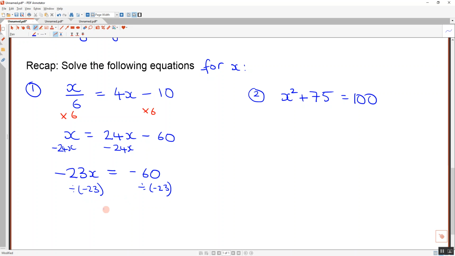So on the left hand side, I'm left with just x. On the right hand side, I'm going to write it out with the negatives as well: negative 60 over negative 23. A negative over a negative is a positive. So 60 over 23. And I could leave it like that. That would be absolutely fine.